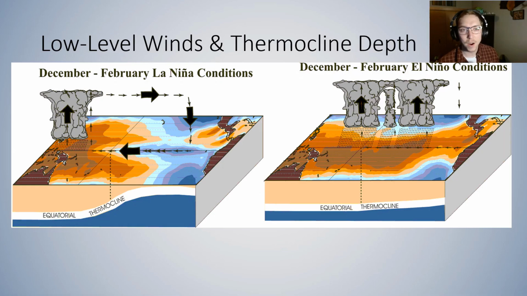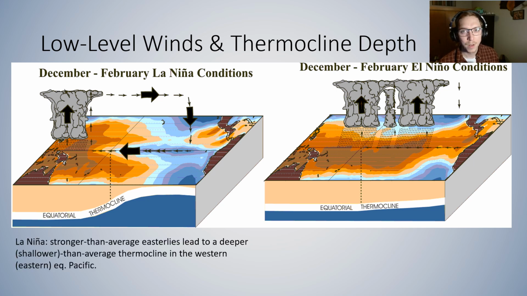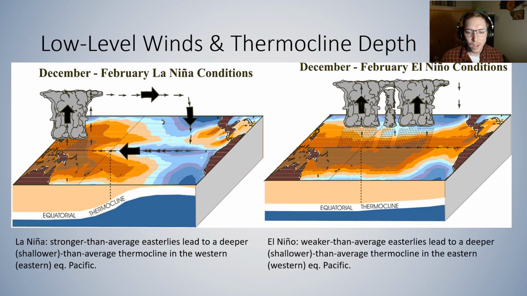As far as low-level winds and thermocline depth, during La Nina, we've got stronger than average easterlies that lead to a deeper, shallower than average thermocline in the western equatorial Pacific, the west coast of South America, but the eastern Pacific. During the El Nino, weaker than average easterlies lead to a deeper, shallower than average thermocline in the, again, western equatorial Pacific. So the eastern Pacific, but kind of the west coast of South America.